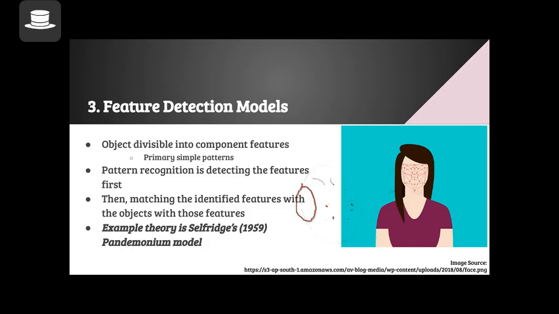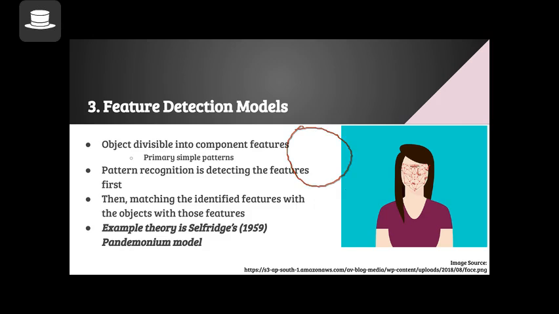So you're not comparing the entire object, you're just identifying the individual components or individual features, then you put them together by identifying those objects that have these features. So that would be feature detection.